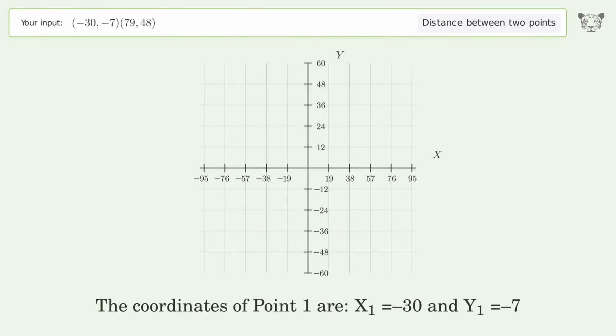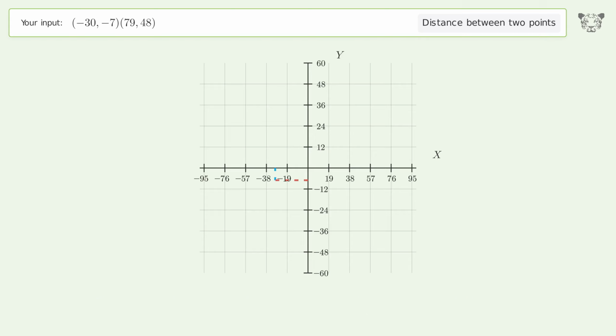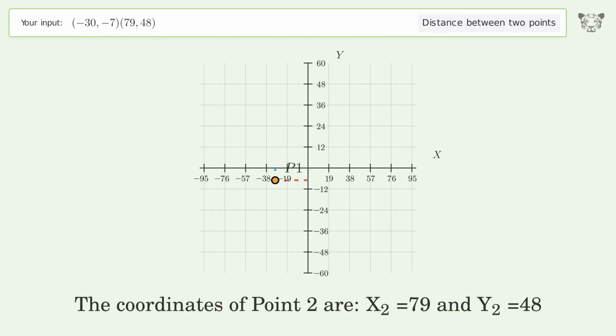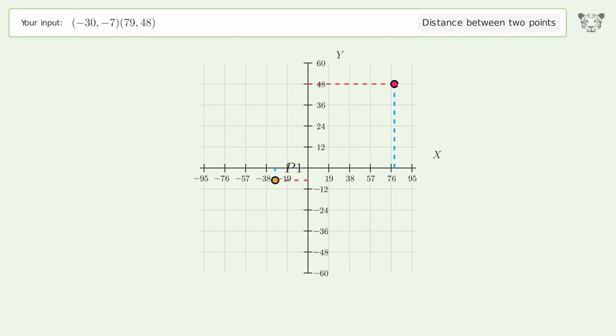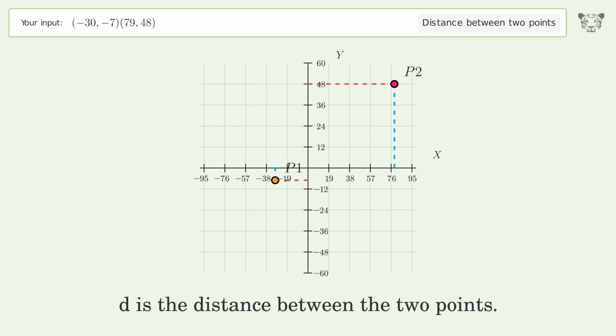The coordinates of point 1 are, x1 equals -30 and y1 equals -7. The coordinates of point 2 are, x2 equals 79 and y2 equals 48. D is the distance between the 2 points.